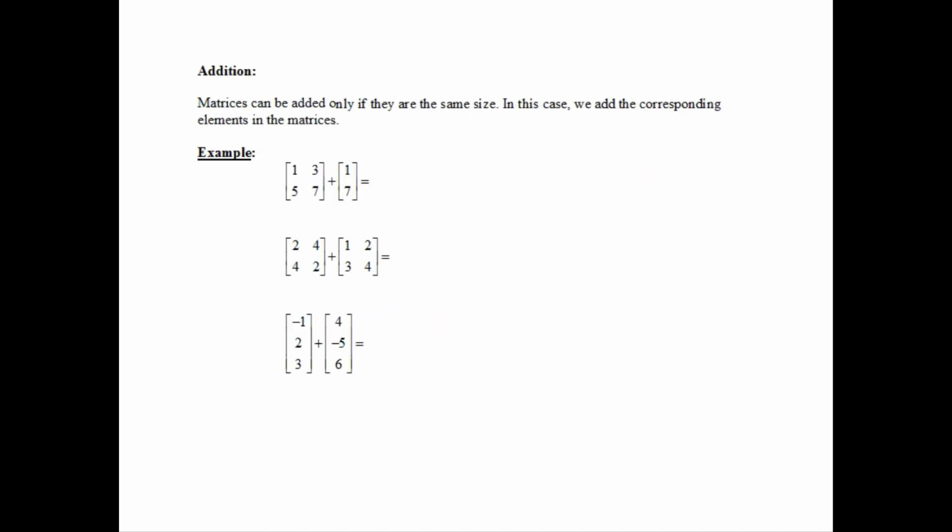Adding matrices. This works exactly the way that you probably would have guessed had you just guessed instead of waiting for me to tell you. They can only be added if they are the same size, and in this case we add the corresponding elements in the matrices. So if we take this square matrix, this 2 by 2, and add this 2 by 1 column matrix, this addition is not possible because my matrices are not the same size.